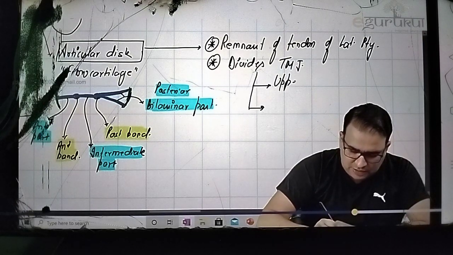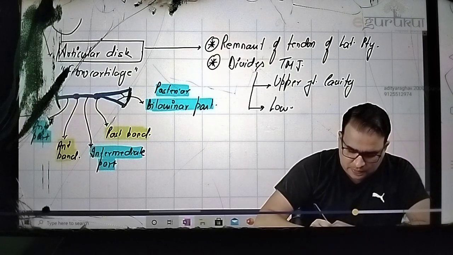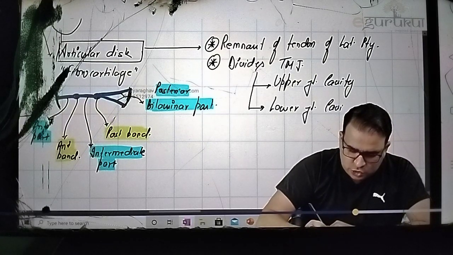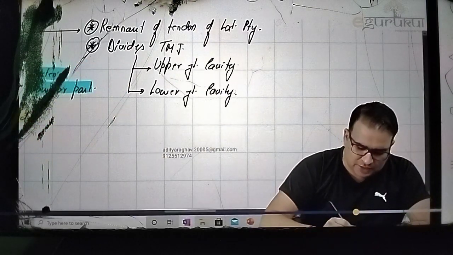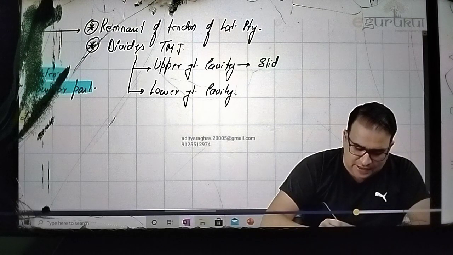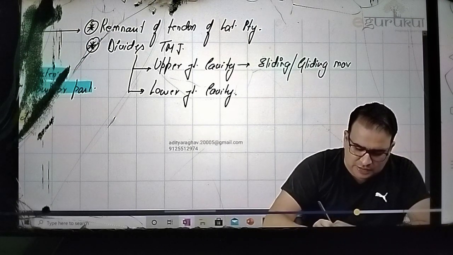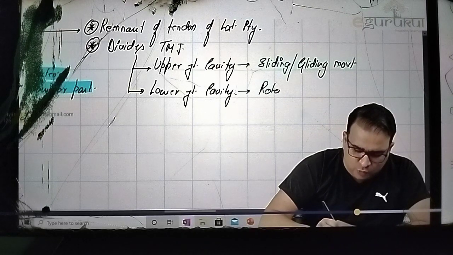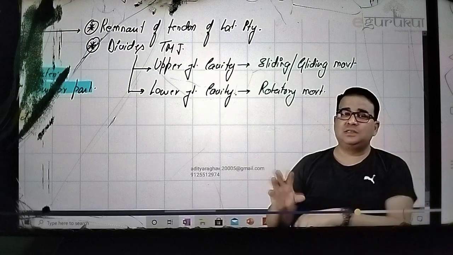We have an upper joint cavity and a lower joint cavity. We already discussed, guys, what movement the upper joint cavity allows. It allows the movement of sliding and gliding. Sliding and gliding movements take place in the upper joint cavity, and rotatory movement mainly, like closing and opening of the mouth, takes place in the lower joint cavity.